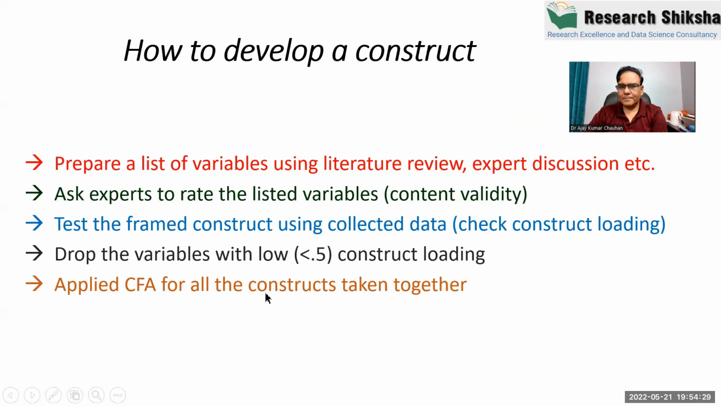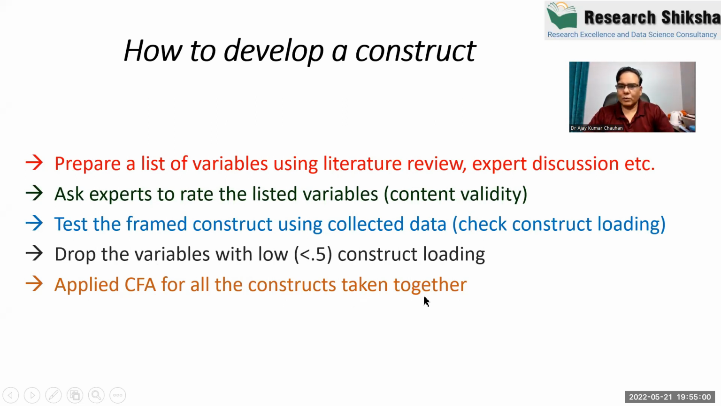So the construct is coming from the literature. Most of the time, the construct is coming from the literature review. You go to the content validity. Construct loading, you have to check for each construct, that we will see how we can check it. And if the statement is having construct loading less than 0.5, we have to drop it. And then we have to check CFA of all the constructs. So these things we will do in development of a model.